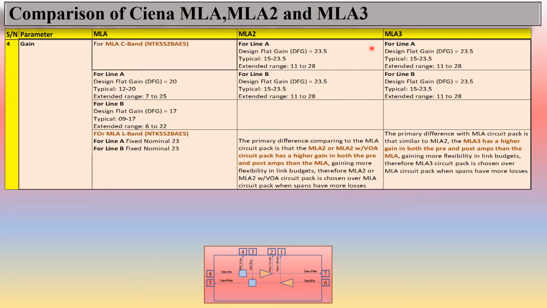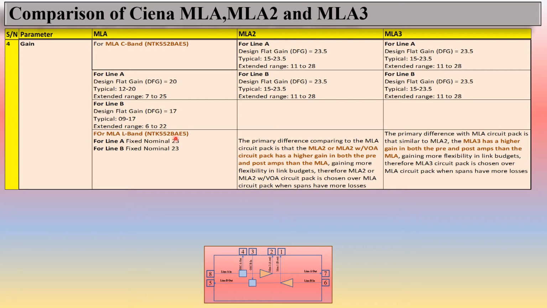In the same way, you can see for MLA3 for line A, design flat gain is 23.5, typical gain is 15 to 23.5 gain, extended range is 11 to 28 gain. And for line B, design flat gain is 23.5, 15 to 23.5 is typical, and extended range is 11 to 28. So you can see here this is for line B of MLA2 and line B for MLA3. This is very similar. Or you can see here this is also very similar. So the gain for line A and line B is very similar for MLA2 and MLA3, but it is different from MLA.